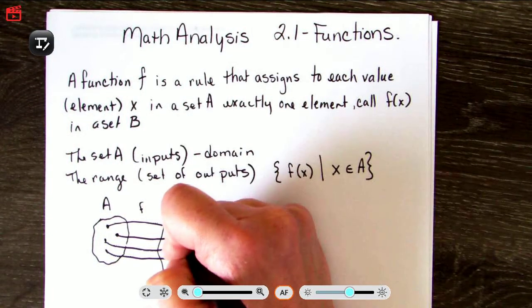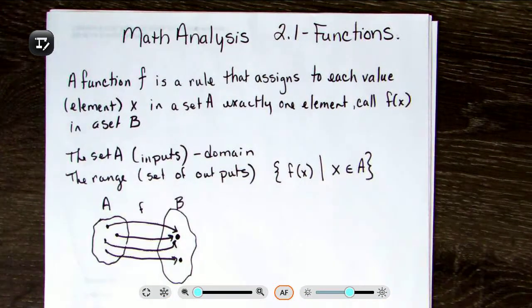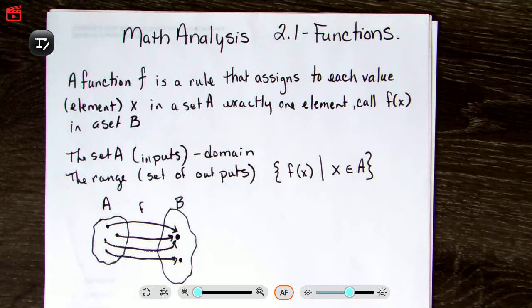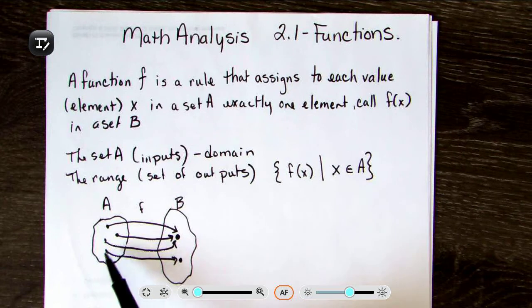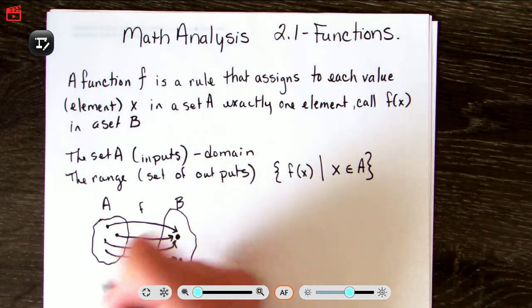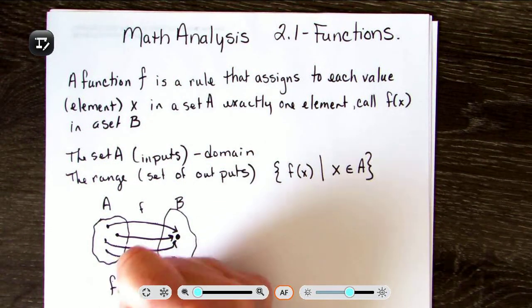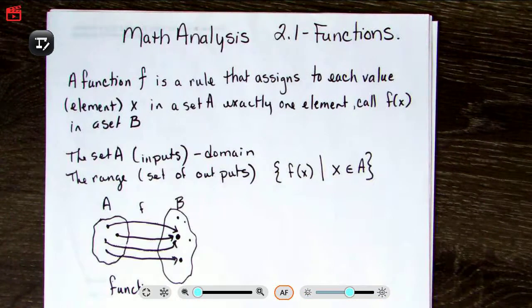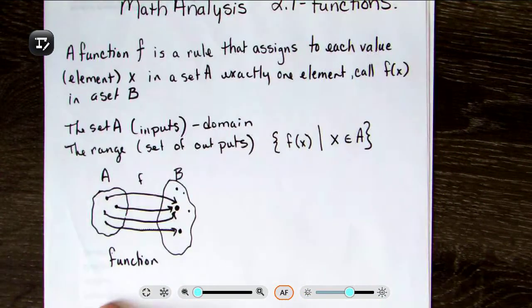Now some of these could all go to the same point. There's nothing that says we can't take a bunch of pieces to the same point. But everything in here, so we can't leave anybody left out, has to go somewhere. So this is an illustration of a function. Now there might be other stuff in B that doesn't get used, and that is also okay.